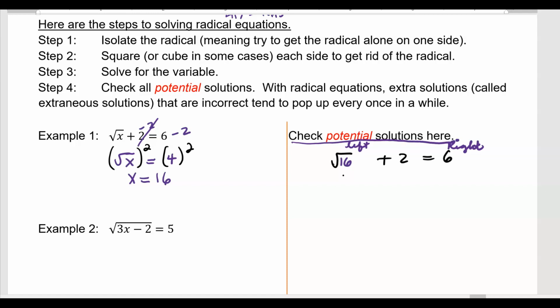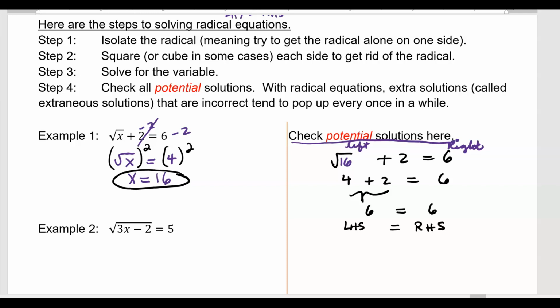The square root of 16 is 4. We have the plus 2. Does it equal 6? So again, keep this side over here. So 4 plus 2 is 6. And then we can just bring down the 6 on the right. So because the left hand side equals the right hand side, we say that x equals 16 is indeed our solution.